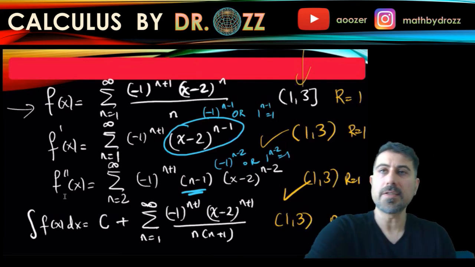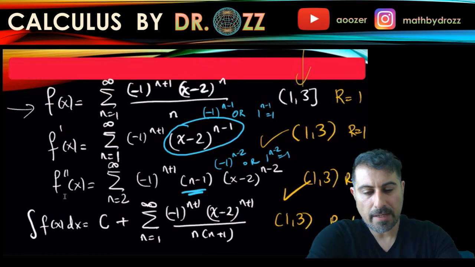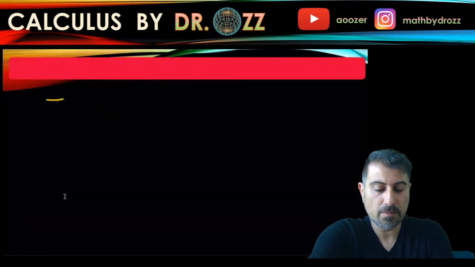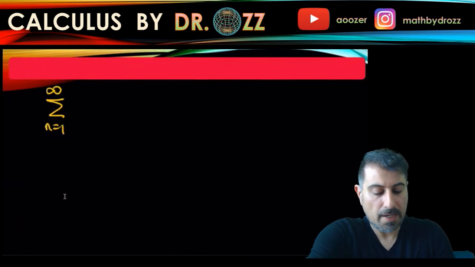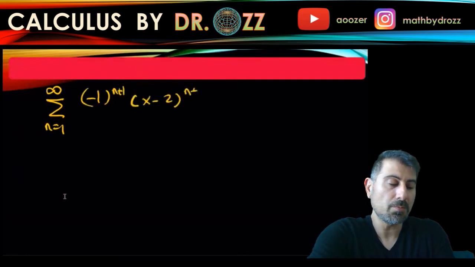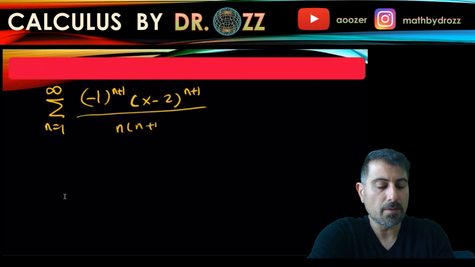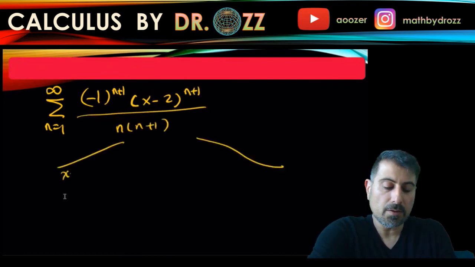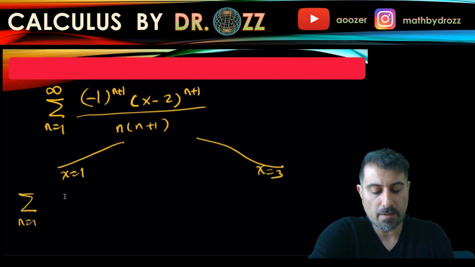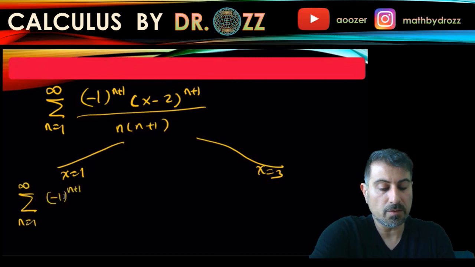The antiderivative is a different deal, right? Maybe we should analyze that separately. Here we go. So n from 1 to infinity, minus 1 to the n plus 1, x minus 2 to the n plus 1, and then n plus 1. Okay, x equals 1, x equals 3. So you have minus 1 to the n plus 1. 1 minus 2 is minus 1, so minus 1 to the n plus 1 divided by n plus 1.